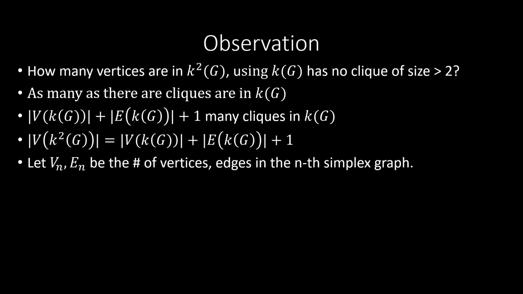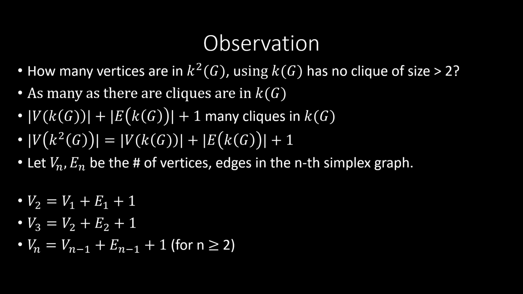If we let v sub n be the number of vertices in the nth simplex graph, and e sub n be the number of edges in the nth simplex graph, then what we've just found is that v sub 2 equals v sub 1 plus e sub 1 plus 1. And remember, the second simplex graph has the same property as the first. Its highest clique is a 2-clique, meaning that the number of vertices in the third simplex graph is v sub 2 plus e sub 2 plus 1. Do you see the pattern? We have a recursive formula for the number of vertices in the nth simplex graph.